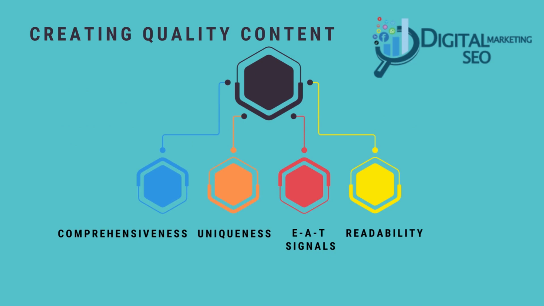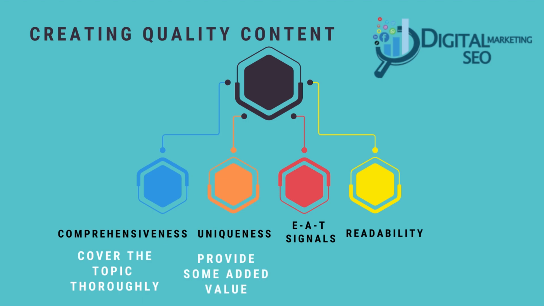Comprehensiveness. Cover the topic thoroughly and answer all the questions a visitor might have. It's not about word count. Ensure that each page gives searchers a complete resource. Uniqueness. Your content should not be a compilation of the top results. It should always provide some added value, whether it is a unique angle, useful data, helpful examples, or original visuals.